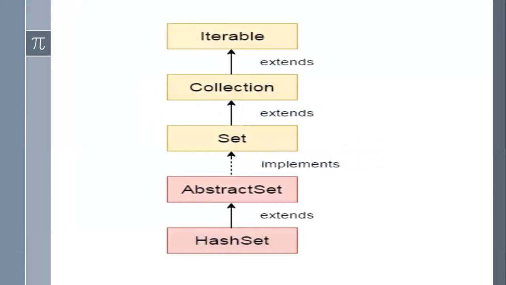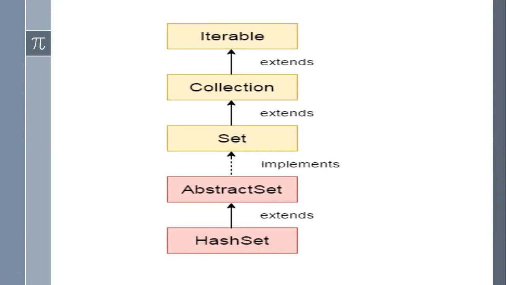As seen in the diagram, HashSet implements the Set interface. The Java HashSet class is used to create a collection that uses a hash table for storage. It inherits the AbstractSet class and implements the Set interface. So this is all about the hierarchy of HashSet.